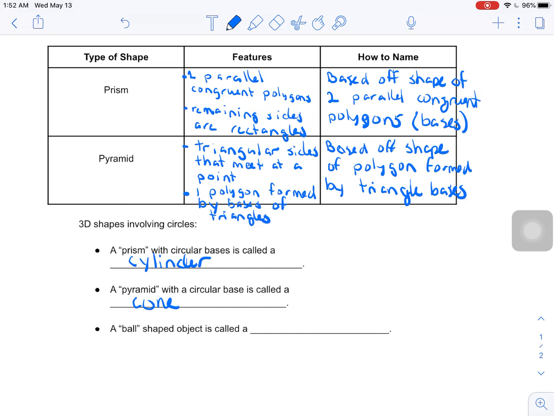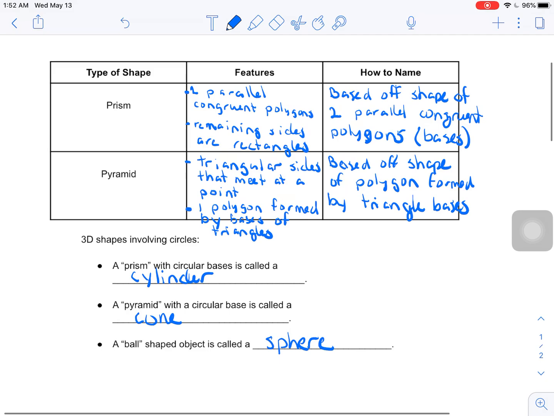And then we also have another circular 3D shape that you probably play with quite a lot. I know before we all started learning from home, you guys would play with them every day at recess. So anything that is ball shaped, the official geometry term for a ball shaped object is a sphere. So all three-dimensional objects can either be prisms, pyramids, cylinders, cones, or spheres. So those are the basic types of objects.